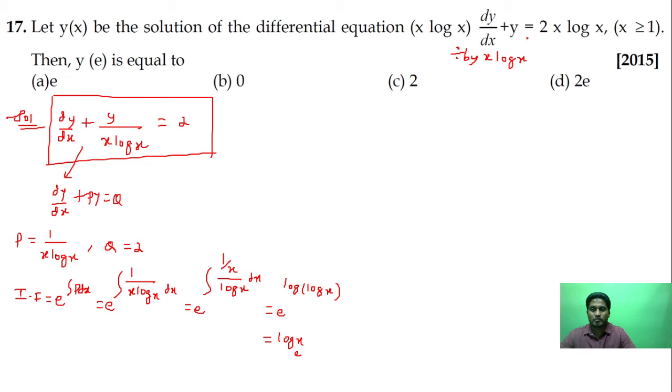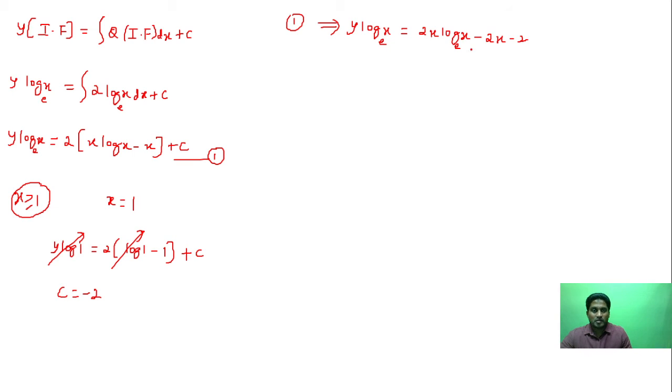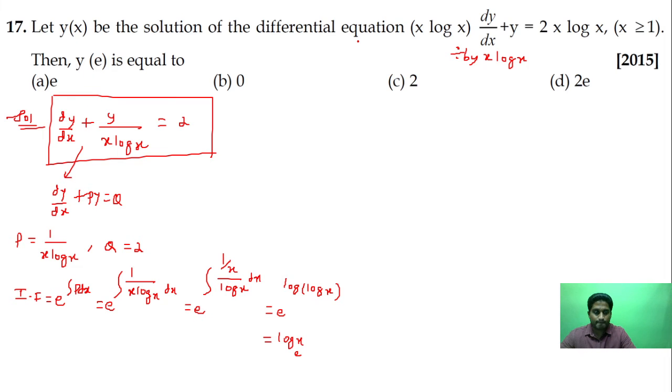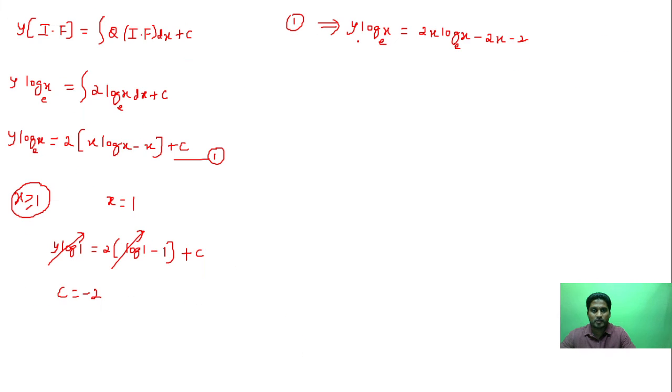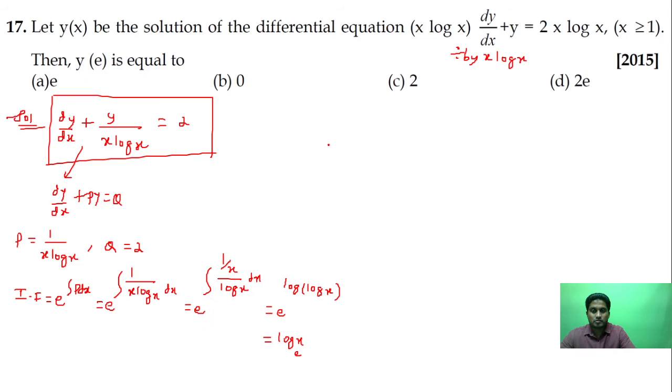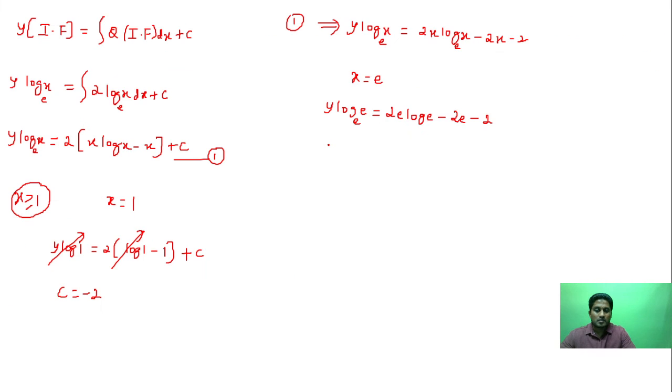What am I supposed to find? I'm supposed to find out the value of y of e. Now if I put x is equal to e, you get y of e into log e to the base e is equal to 2e into log e minus 2e and minus 2. Log e is 1, so you will get this as log 1 to any base is 0. If I put x is equal to 1, this is 0, x is equal to 1.